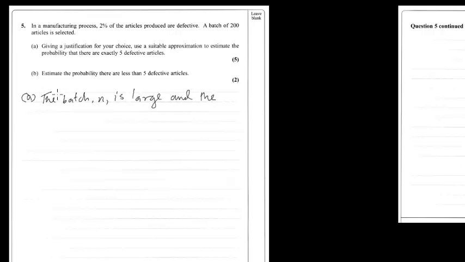and the probability of being defective, the chance of defective items, articles, defective probability of defective, p, is small. That's it. But try to write your answer in context. So n is large, p is small.